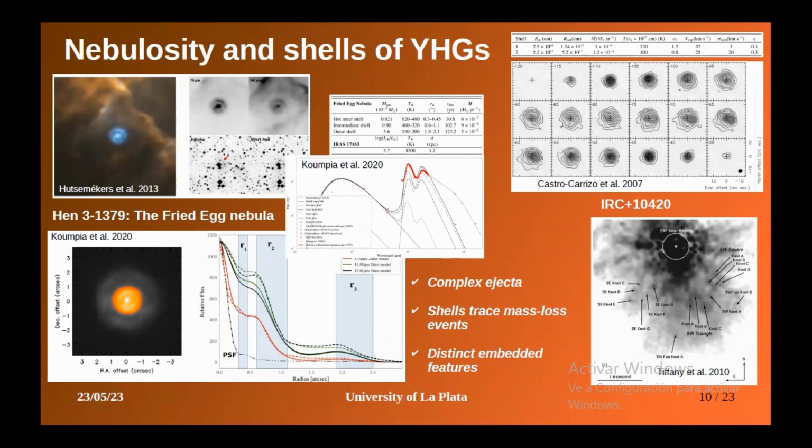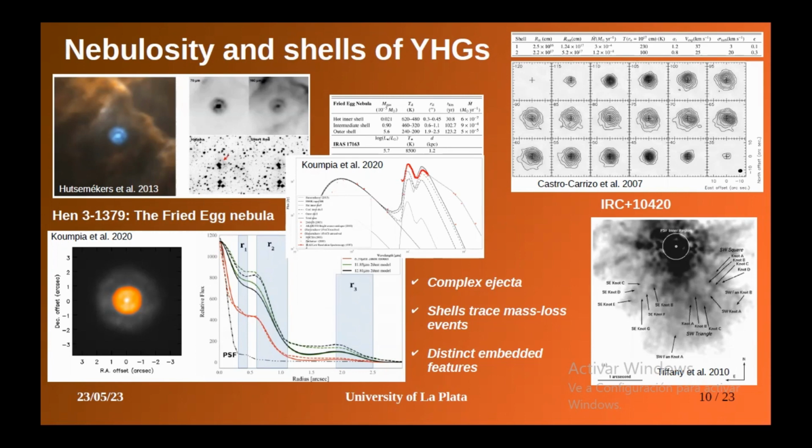Yellow hypergiants in the galaxy show some very interesting appearances in the frame of nebulosity and shells. For example, Hajduk et al. 2013 discovered a dusty shell around the yellow hypergiant IRAS 1379, with Herschel imaging at 70 and 100 microns. This is a composite image, which nowadays is known as the Fried Egg Nebula, because it resembles the shape of a fried egg. This study was quite preliminary, and was followed by thorough studies suggesting a gaseous shell of 7 solar masses.